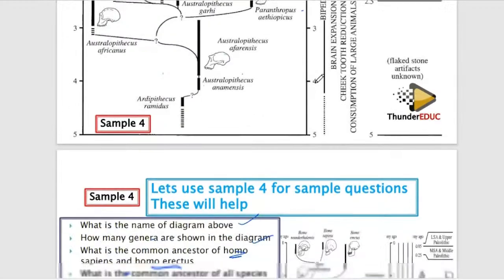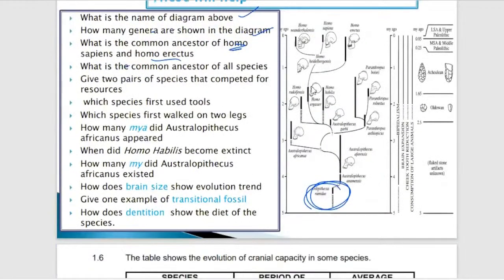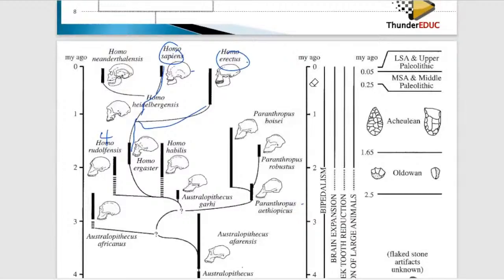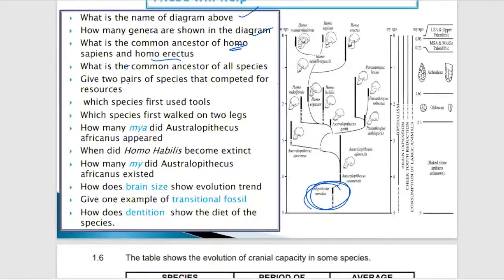Then the next one, they're asking you to give 2 pairs of species that competed for resources. When they say that, they're talking about 2 species which lived at the same time. For example, if I draw a line here, I will see that these species existed at the same time. So you just look at the species which existed at the same time, and name 2 species that competed.